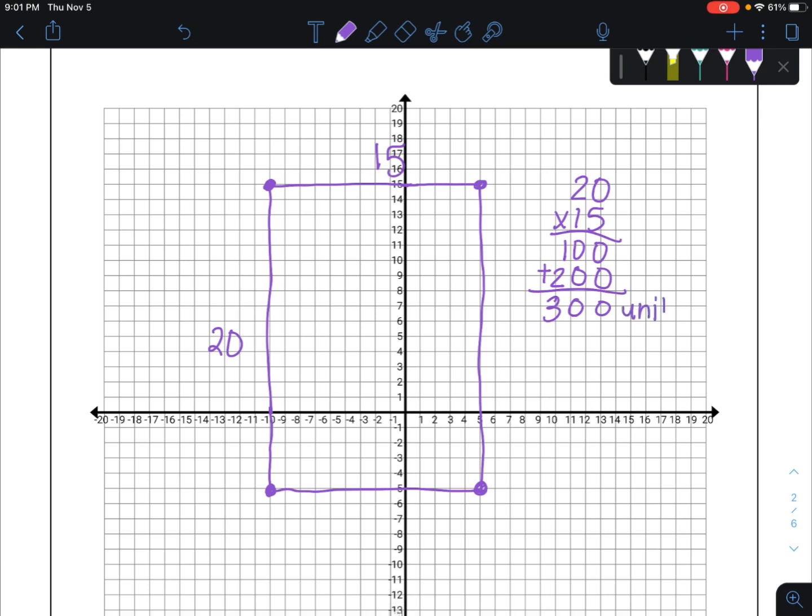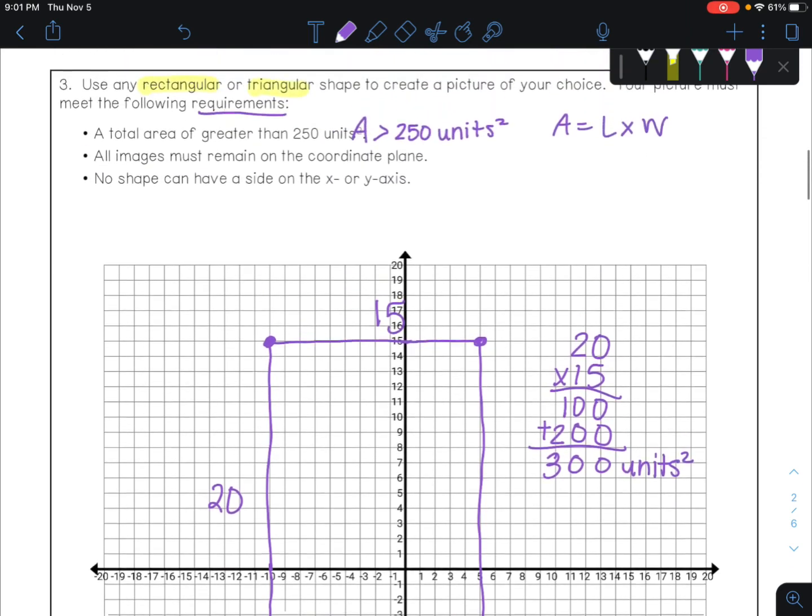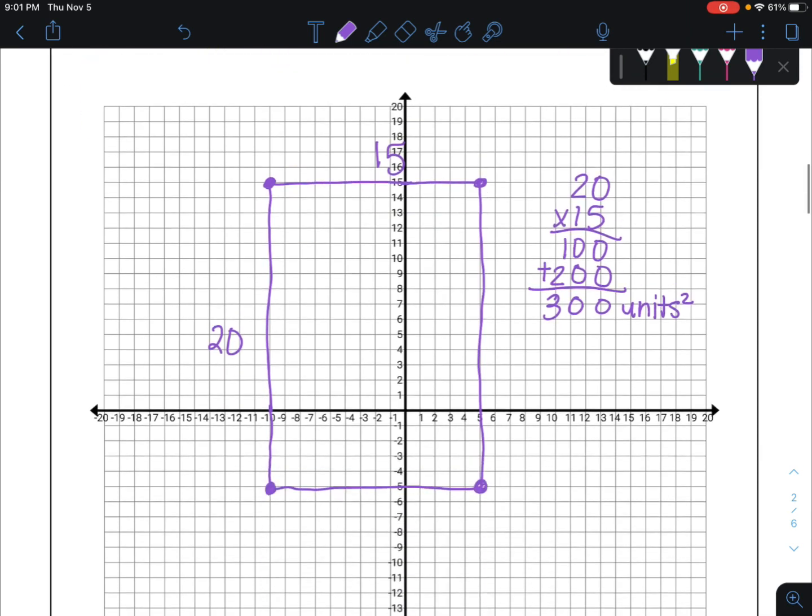So that's perfect. We got 300 units squared. That's greater than 250. It fit on our coordinate plane, and we didn't have any sides that ended up directly on the axes. So there's our shape.